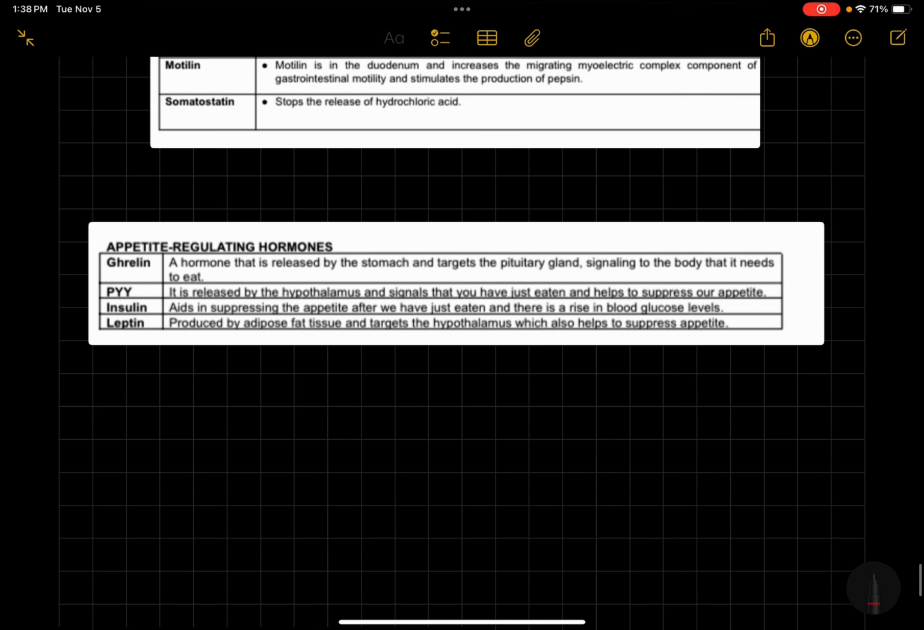Appetite regulating hormones. We have ghrelin, a hormone that is released in the stomach and targets the pituitary gland, signaling to the body that it needs to eat. And we have PYY, it is released by the hypothalamus. Ara na sa aton nga brain. Balaan nyo na-discuss na sa inyo in your anatomy and physiology, and signal that you have just eaten and helps to suppress your appetite. We have insulin aids in suppressing the appetite after we have just eaten and there is a rise of blood glucose level. We have leptin produced by adipose fat tissues and targets the hypothalamus, which also helps to suppress appetite.